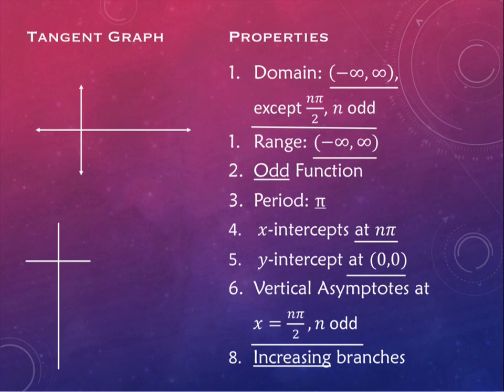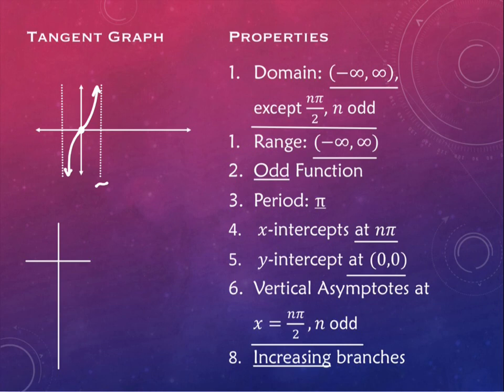Wonderful. Okay, so the last thing is that the branches increase. So let me draw for you what this looks like so that you can see the image that's being described. It's got an x-intercept, y-intercept at the origin. It has asymptotes at every pi over 2 value. I'll just draw one cycle first, or one period first. And the branches increase. They look like this.